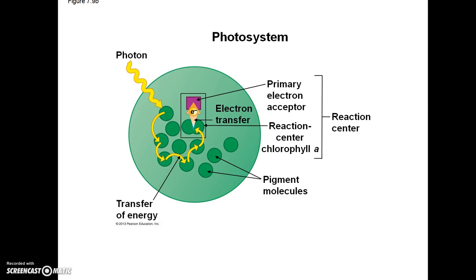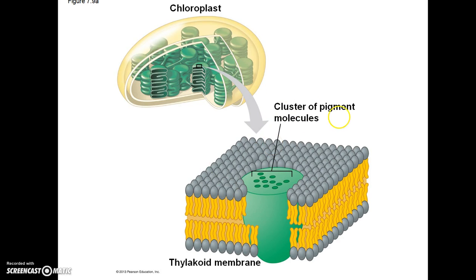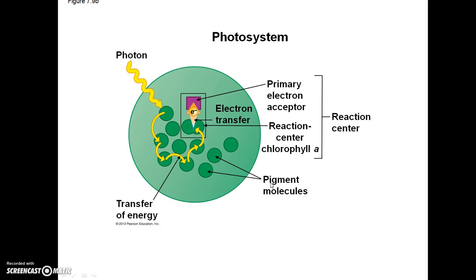Okay, so if we were to look at the top of this membrane spanning photosystem here, we have a cluster of pigment molecules on top, and what happens is a photon strikes one of these. There's going to be a transfer of energy from one to the next until it reaches the reaction center, which consists of the primary electron acceptor here, and electron transfer occurs between these pigment molecules and that primary electron acceptor.